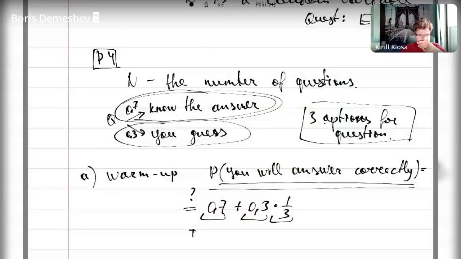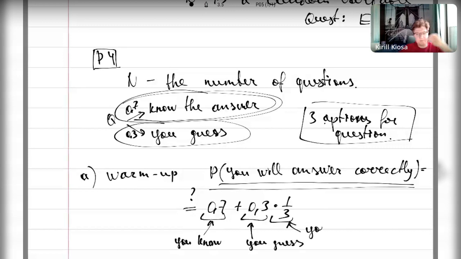Here this 0.7, that's you know the answer, and 0.3 is you guess, and that is you are lucky.